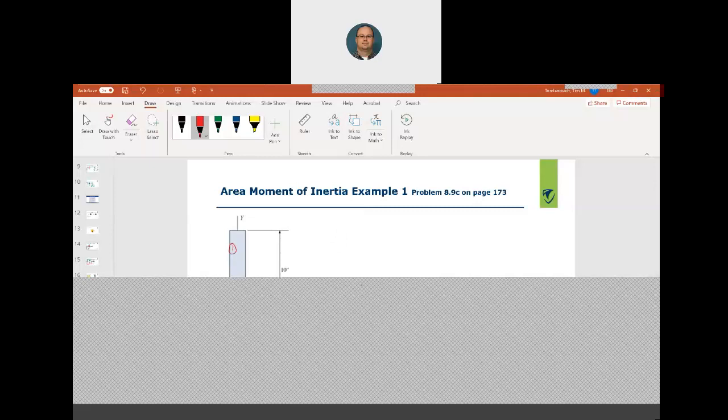and we have an area 2. The first thing you can ask is, is it symmetrical? It is. So if I put the YY right down the middle, I don't have to find my X bar. But to make life interesting, I'm going to put everything starting right here at 0, 0.